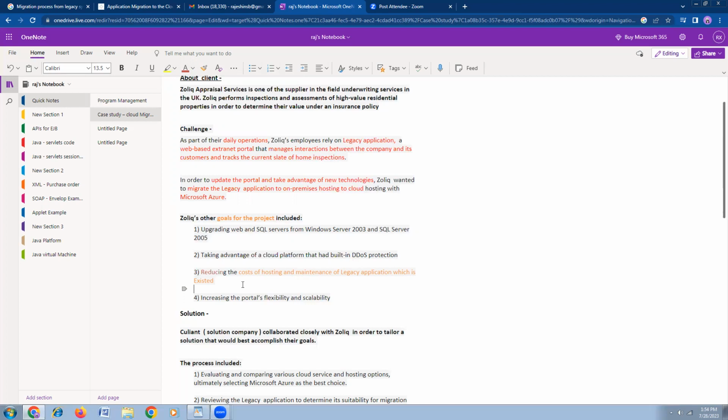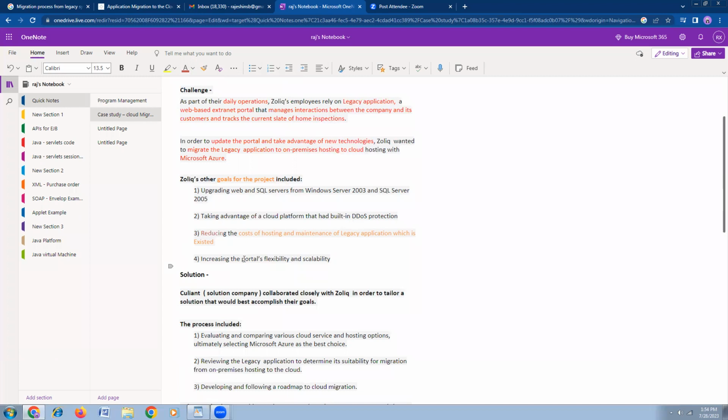Next, the fourth point: increasing portability and flexibility of scalability, because a cloud application has the advantage of being flexible and scalable. What you require is login credentials. That's it. You don't require anything else. So these are the four basic goals which Jolik wants as a solution. Whatever solution a solution provider develops, they want these things taken into account.